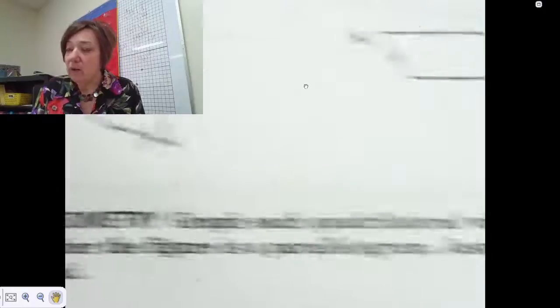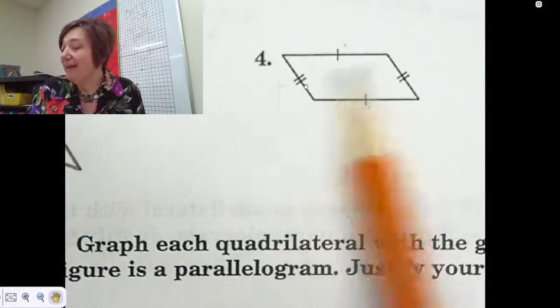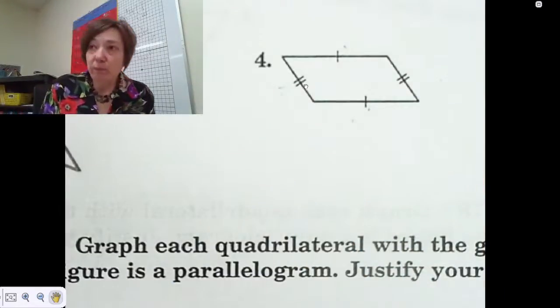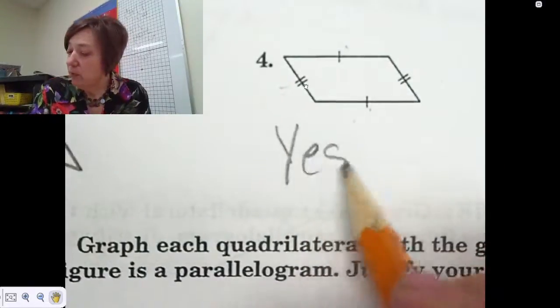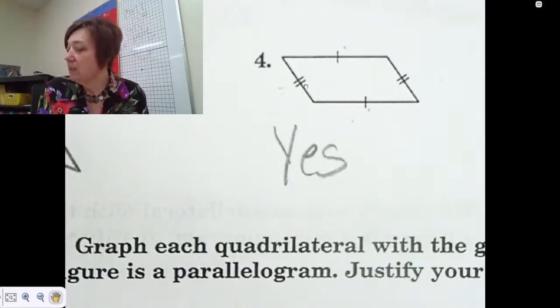Okay, now look at this one. This time they told us these are congruent and these are congruent. So if they're both congruent, does that make it a parallelogram? Yes. If you have two sets of congruent angles, then yes. Congruent sides, then yes, it is a parallelogram.